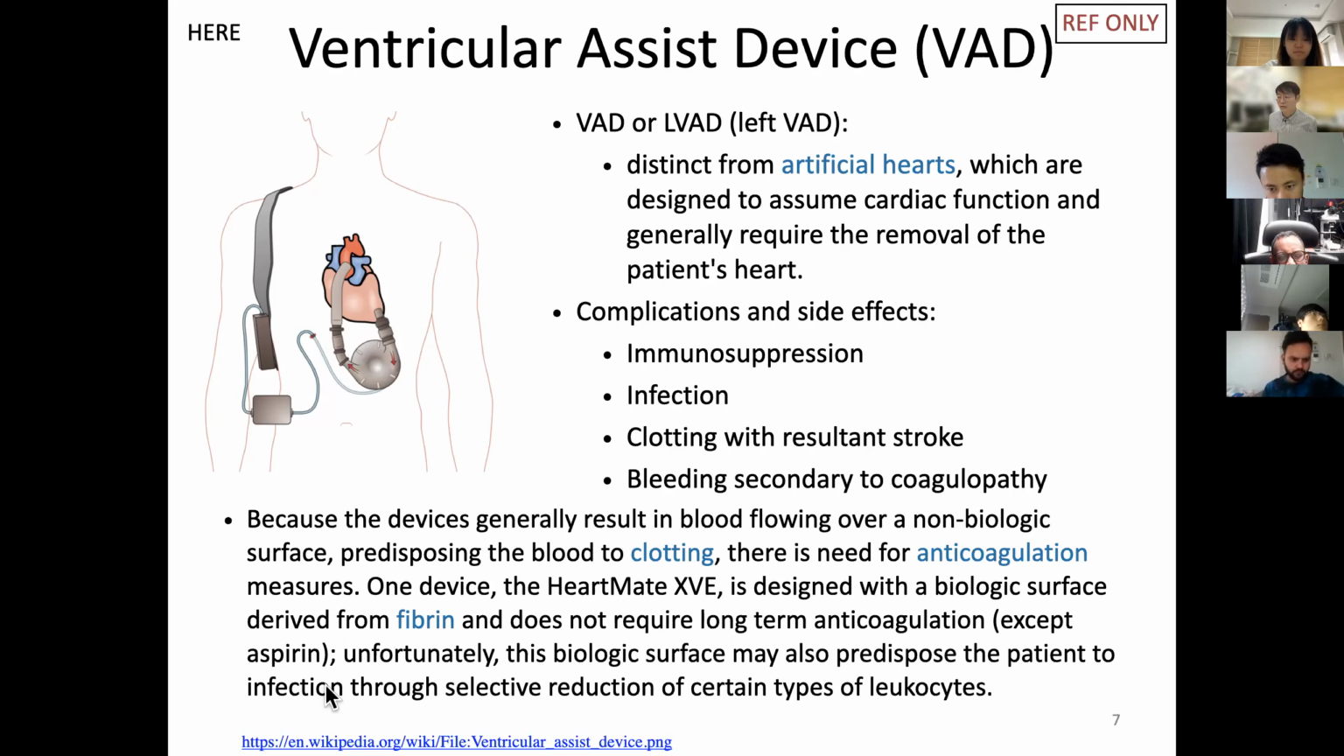This is an issue through selective reduction of certain types of leukocytes. Leukocyte is white blood cell, and the number of certain white blood cells can be different or lowered, which makes the patient more prone to infection. And of course you can see the cut in the body surface, and all of these are infection risks.